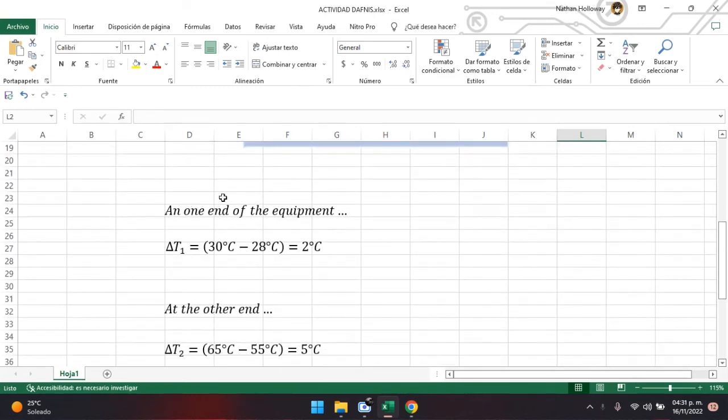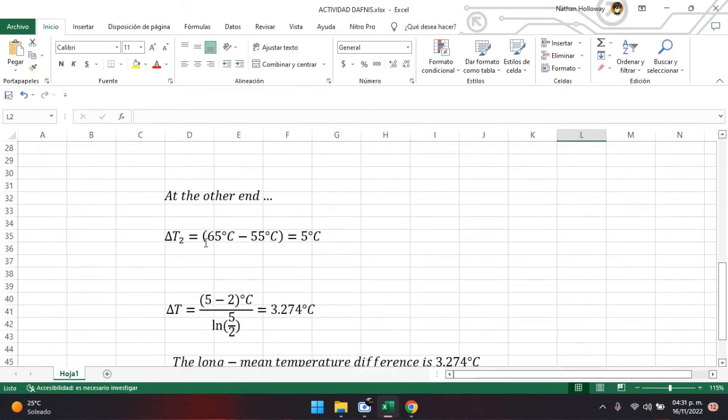Now, on one end of the equipment, in the first temperature difference, we have 30 degrees Celsius minus 28 degrees Celsius, which is equal to 2 degrees Celsius. And at the other end, in the second temperature difference, we have 65 degrees Celsius minus 55 degrees Celsius, which is equal to 10 degrees Celsius.